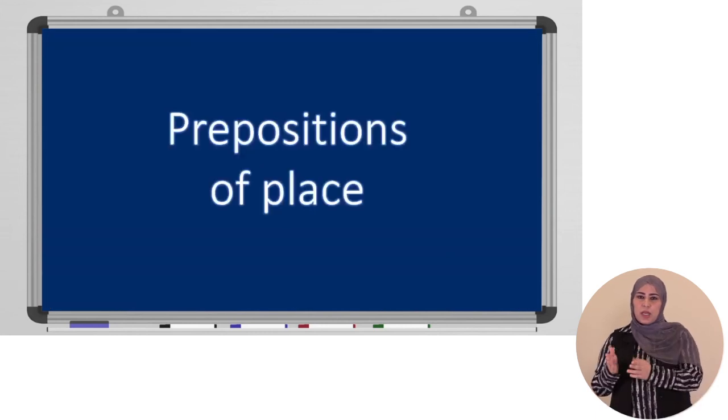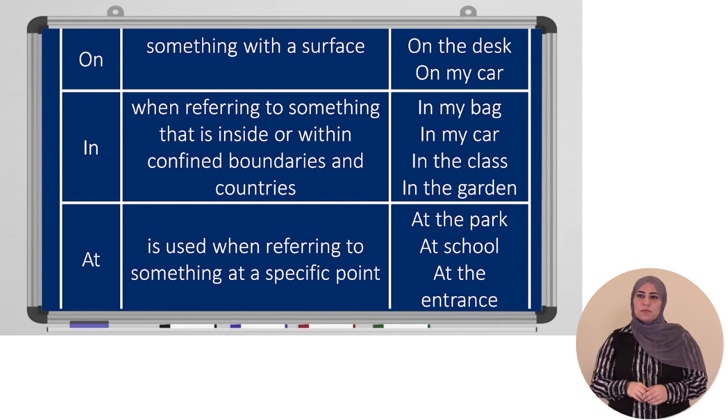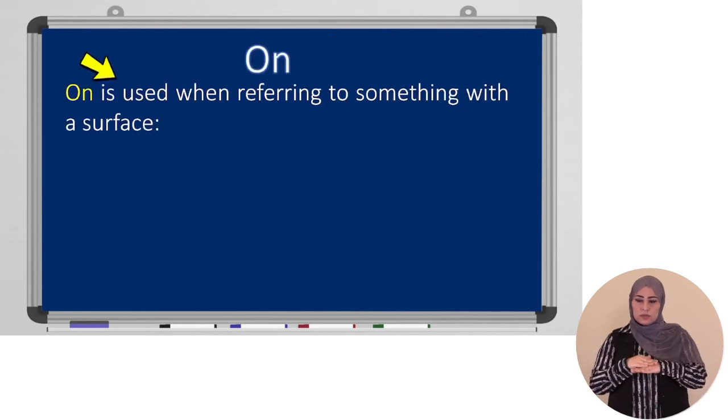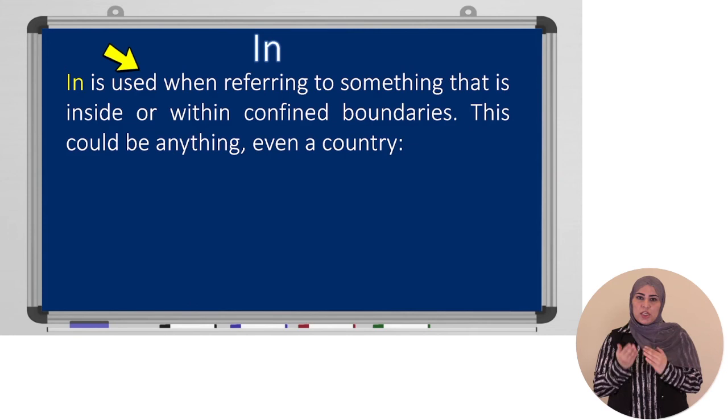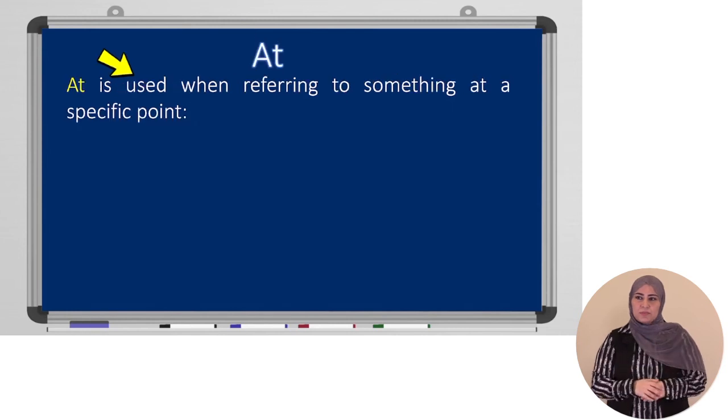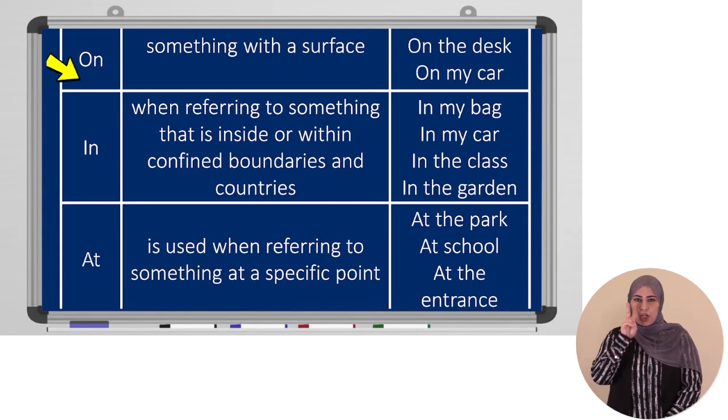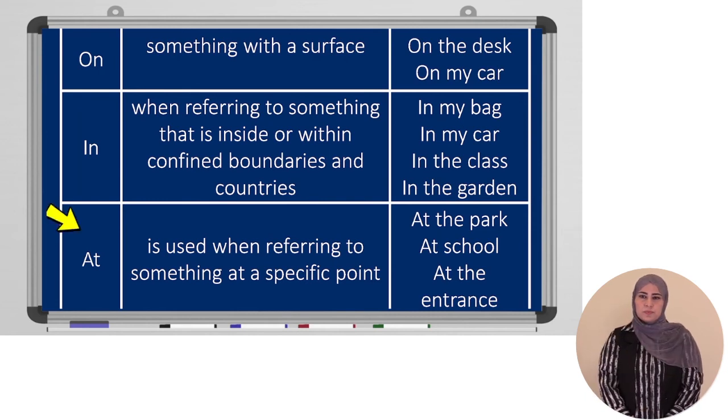However, when it comes to prepositions of place, it's the same thing. On is when you put something on a surface. In, when we're referring to what is inside something within confined boundaries and countries. And at is used when we're pointing at something at a specific point. Again, you have some examples here for you, and what I advise you to do is to read them and make yourself more familiar with them.